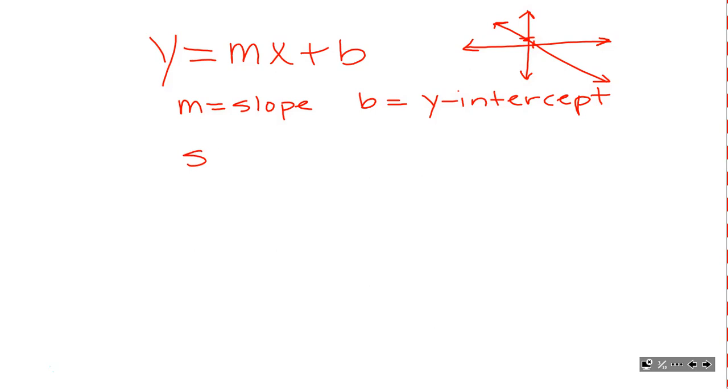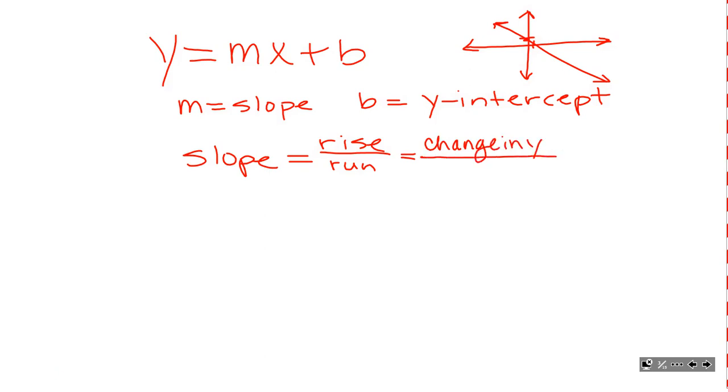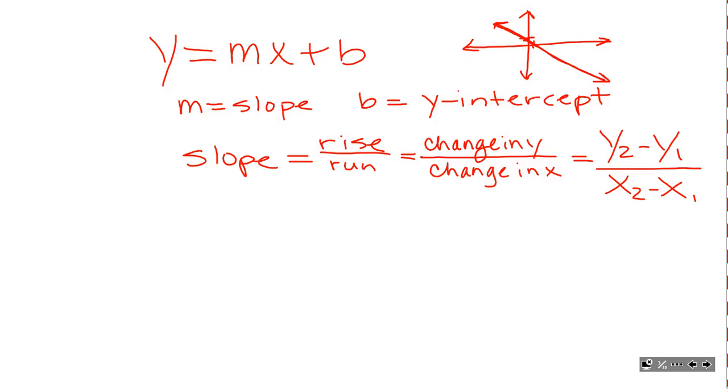So slope is equal to rise over run, which also means the change in y over the change in x. We also know that we have this slope formula, which is y2 minus y1 over x2 minus x1. When we talk about slope, it basically means the angle that this line right here is at. It's the rate of change of that line.